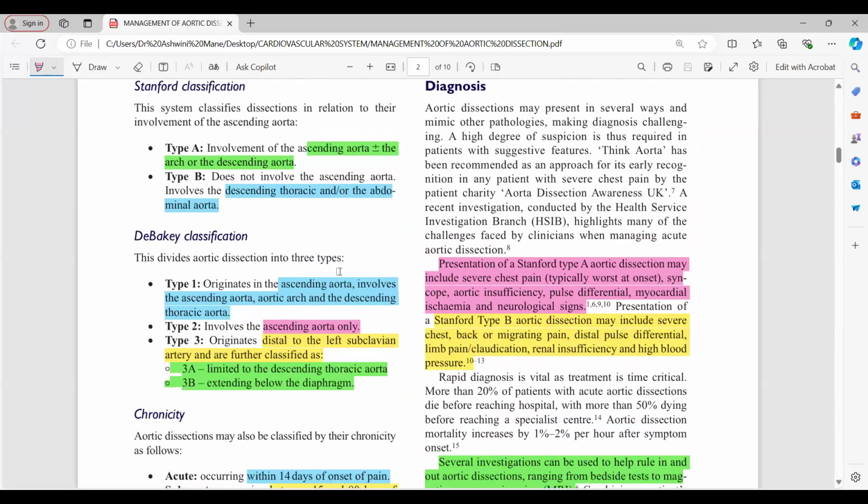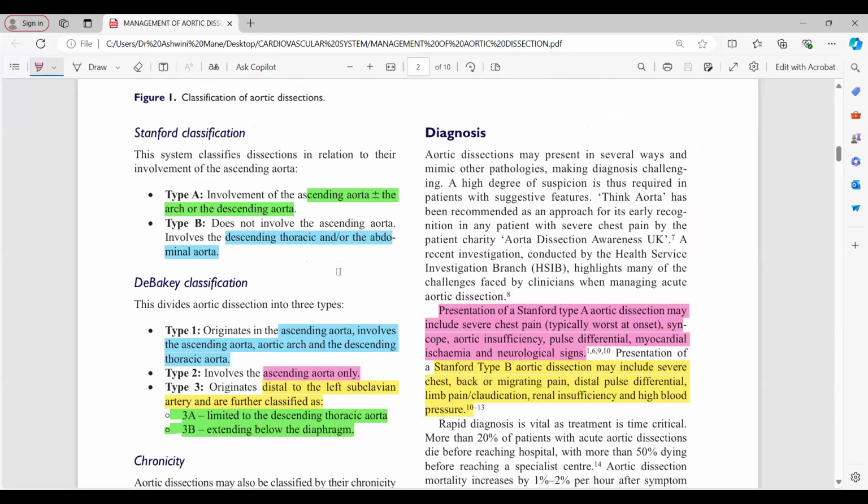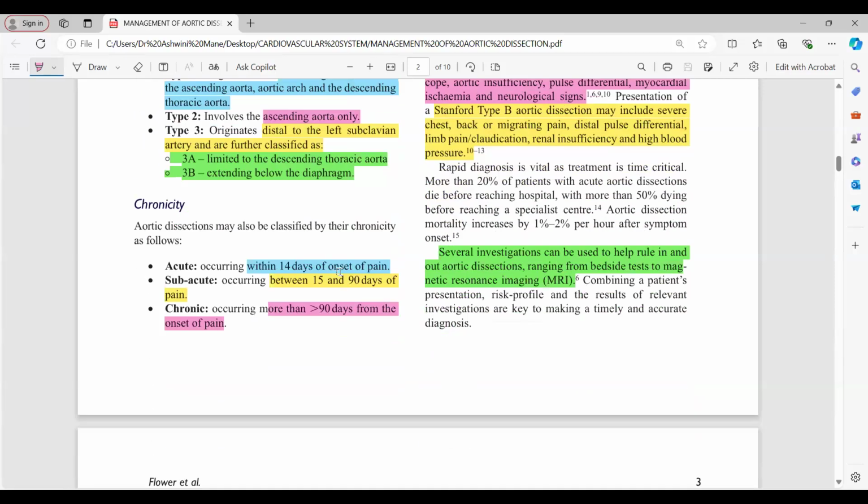Now, regarding the diagnosis of aortic dissection, the presentation of the Stanford A aortic dissection may include severe chest pain, syncope, aortic insufficiency, pulse differential, myocardial ischemia, and neurologic signs. Presentation of the Stanford B aortic dissection may include severe chest, back, or migrating pain, distal pulse differential, limb pain, claudication, renal insufficiency, and high blood pressure. Several investigations can be used to help rule in and out aortic dissection, ranging from bedside tests to magnetic resonance imaging.